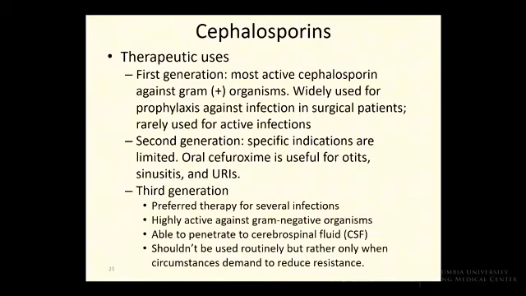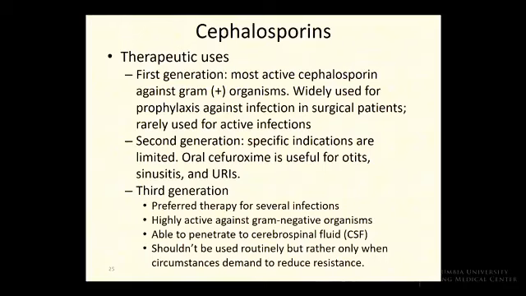So among the cephalosporins, in terms of therapeutic uses, the first generation is most active against gram-positive organisms, and it's widely used as a prophylaxis against infections with patients undergoing surgeries. But it's not as frequently used for active infections. Okay, so it's frequently used prophylactically, not so much for active infections.